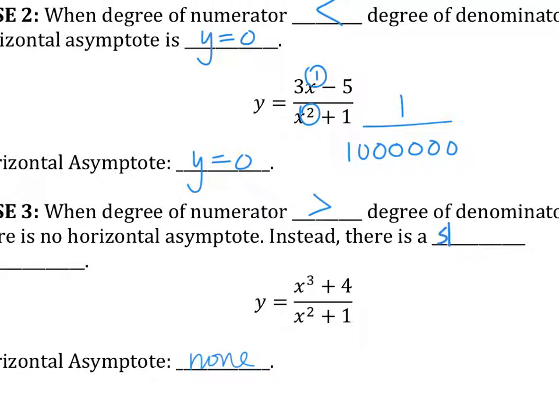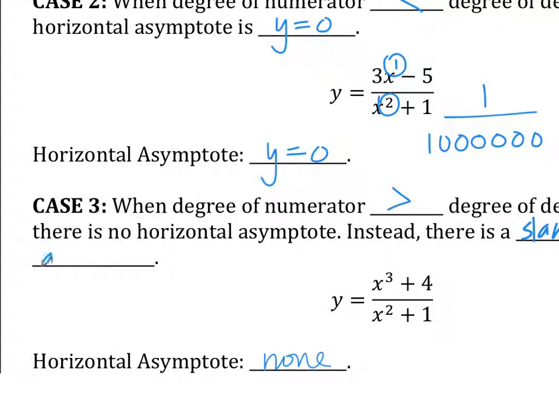Instead, there is a slant asymptote. Well, we're not going to do slant asymptotes this year. We'll do that next year. You just need to remember there is no horizontal asymptote. That's it. All right, let's practice.